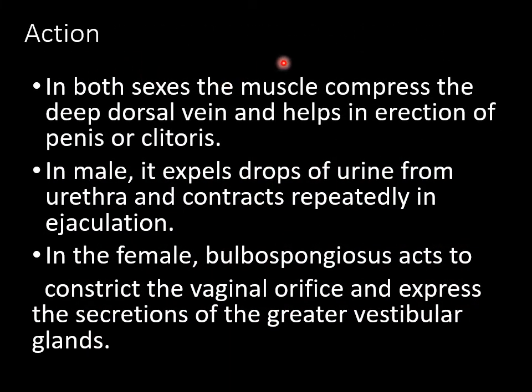Then the action. What about the action of this bulbospongiosus? In both sexes, the muscle compresses the deep dorsal vein and helps in erection of the penis or clitoris. In a male, it expels drops of urine from the urethra and contracts repeatedly in ejaculation. In the female, the bulbospongiosus acts to constrict the vaginal orifice and express the secretions of the greater vestibular glands.